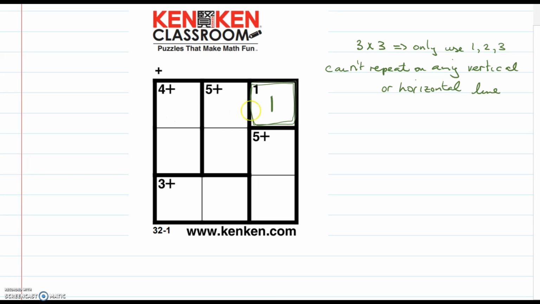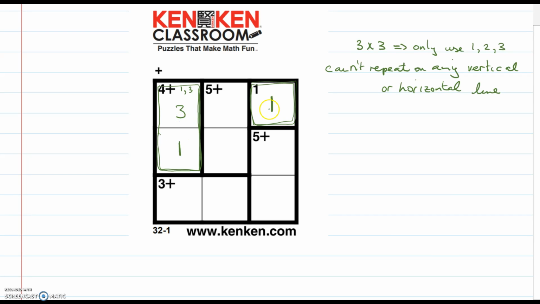Now we already have a 1 on the top row, so this is going to be 1 and 3 in this cell here. Okay, 1 and 3 in this region here. But we already have a 1 on the top line, so we can't have a 1 on the top line. That means this has to be a 3, and this has to be the 1.